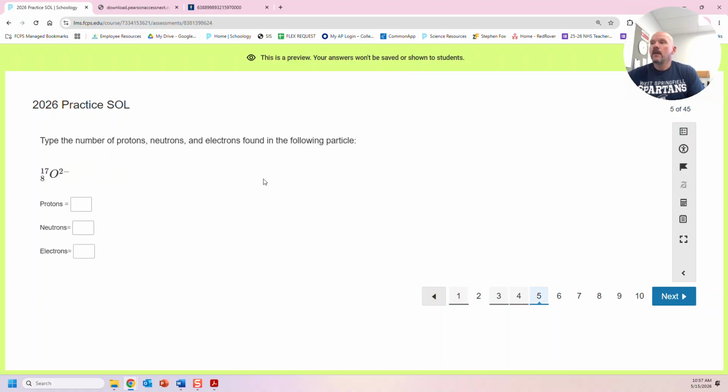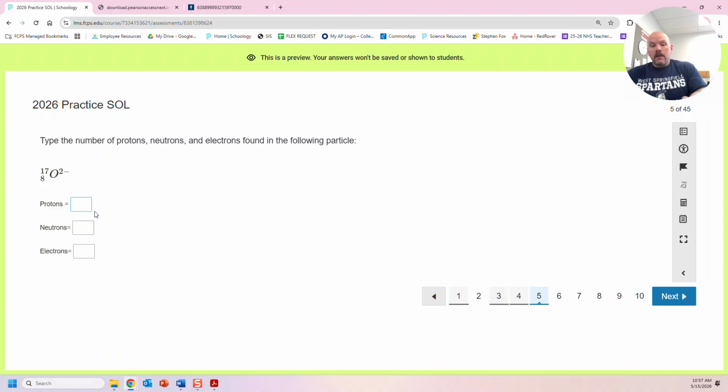So watch out. Okay. So here we have a particle. They give us isotope notation. Remember, this number is the mass number, protons plus neutrons. This is the atomic number. It's always protons. This is the charge. If there was no number written here, that means it would be neutral, okay?